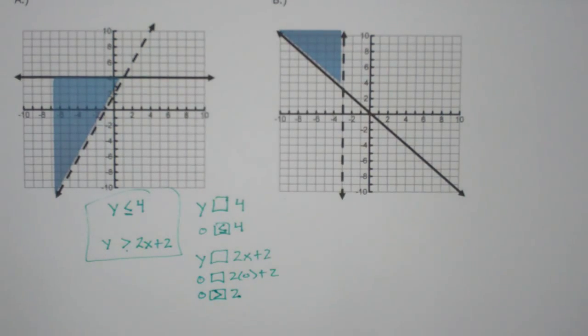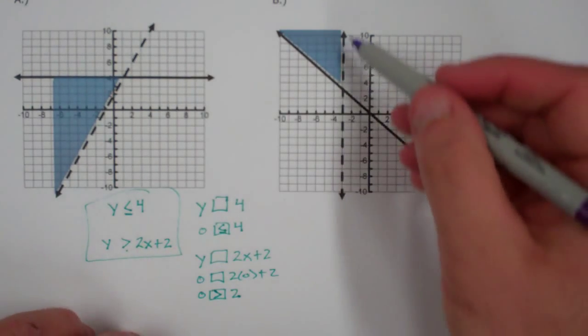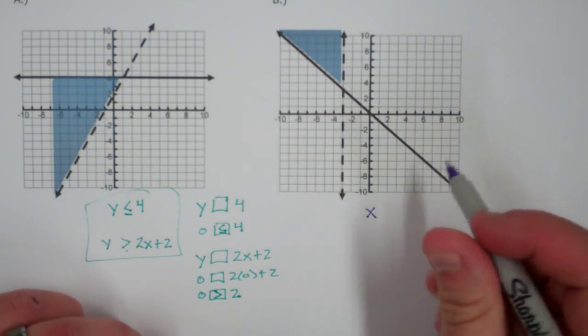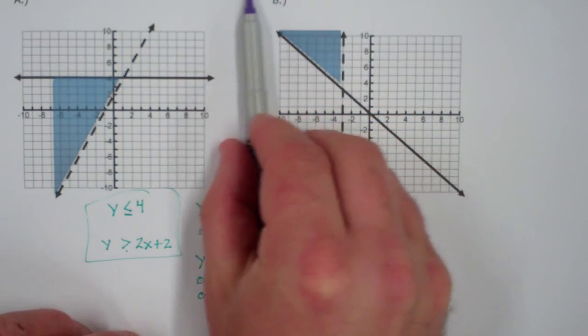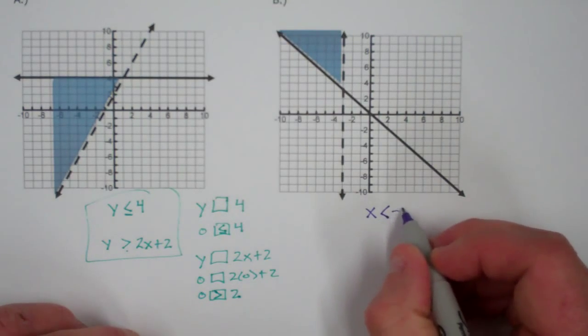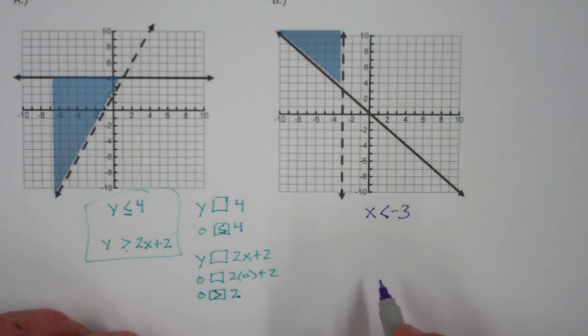Now with the second one, we can do something that's similar. We have a line right here that's dashed, and it's vertical, so I know it's going to be x's. And then it turns out that everything on the left side, or all the x's that are less than -3 would be shaded. And again, you can do that little trick with the open box there if you wanted to.